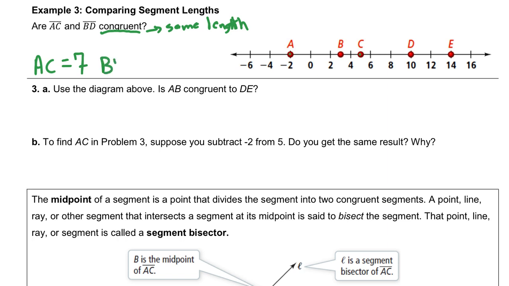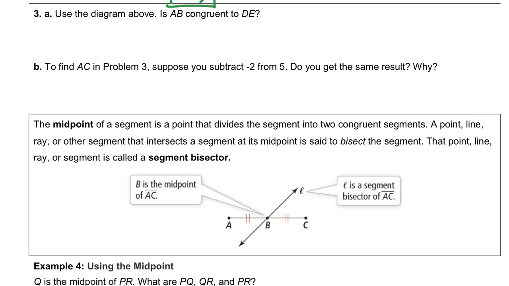BD, the length of BD, B is 3, D is 10. So those coordinates are 7 units apart. These segments are the same length, so I would say yes, they are congruent. That's enough for you to say they are congruent. They are the same length, okay? So, moving ahead, again, this guided practice, I would like you to work through it and check your answers using my completed notes in Classroom, all right?